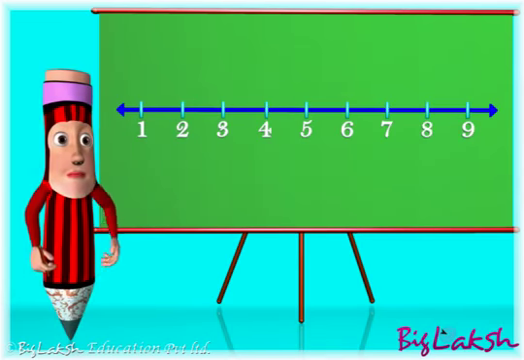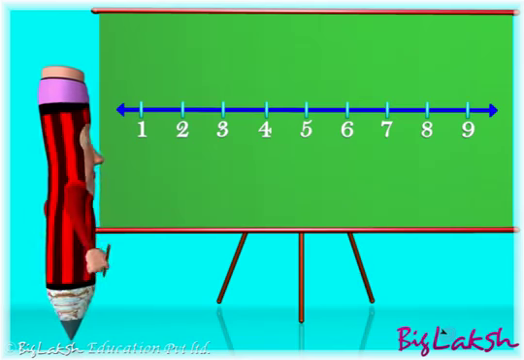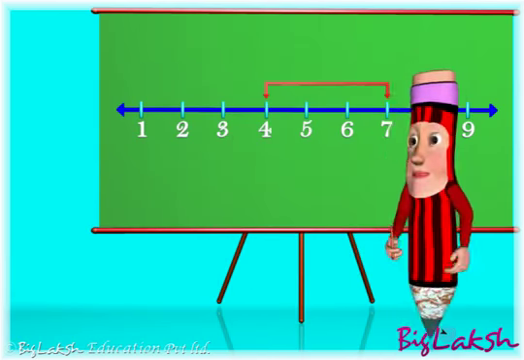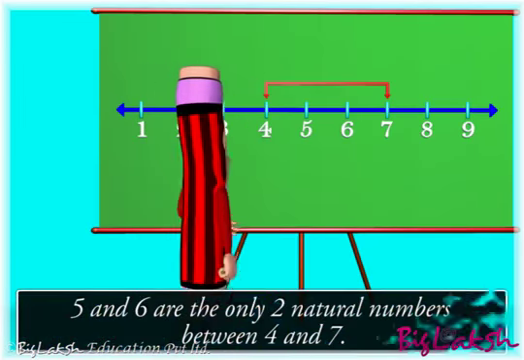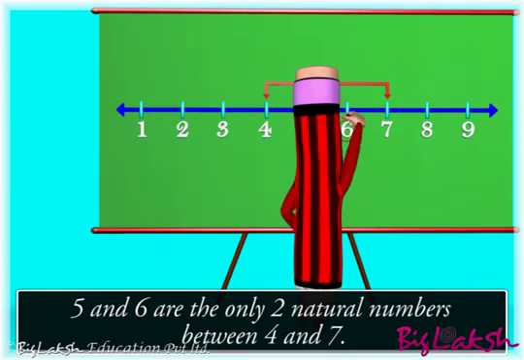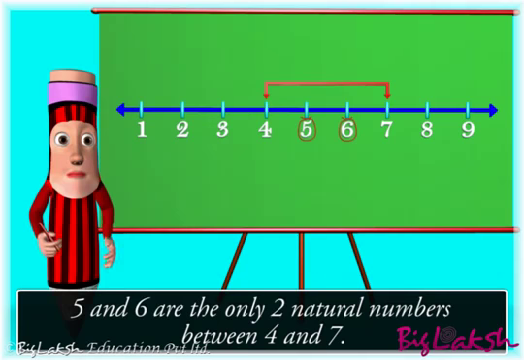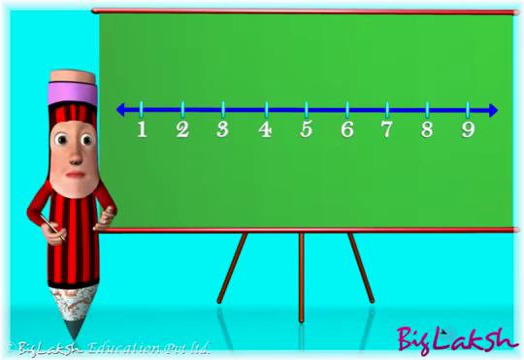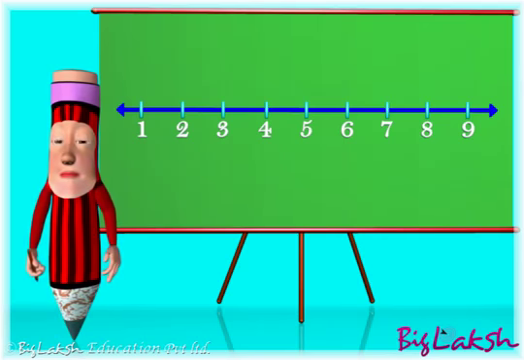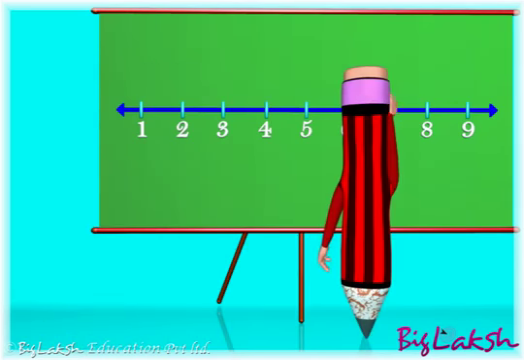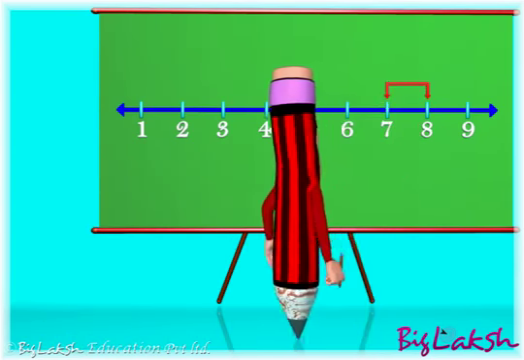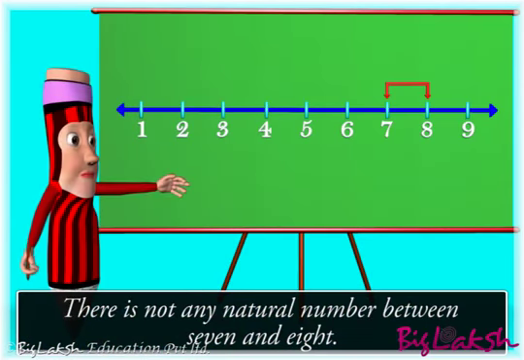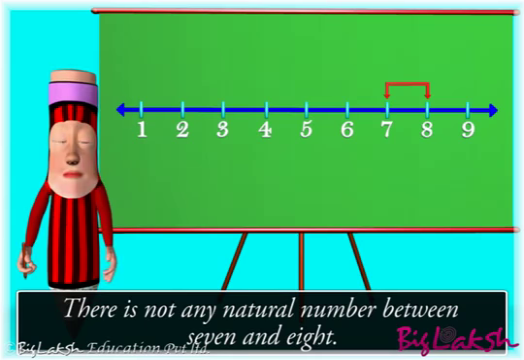Let us try to list the natural numbers between 4 and 7. As you can see, 5 and 6 are the only two natural numbers between 4 and 7. Now, can you try to find out the natural numbers between 7 and 8? Yes, you are right. There is no natural number between 7 and 8.